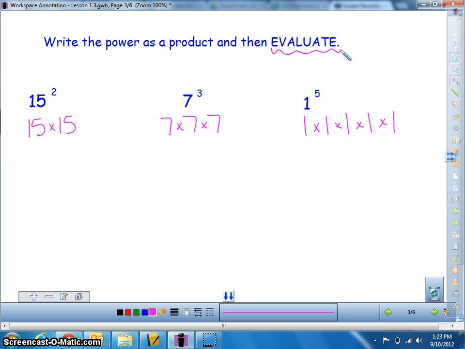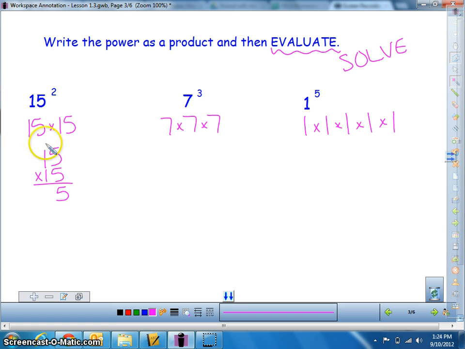Evaluate simply means to solve. So it just means we're going to go ahead and solve these. What do we get when we take 15 times 15? Well, let's see. I don't know it off the top of my head, but we can always write down our work. So 15 times 15 gets us 5 times 5 is 25.